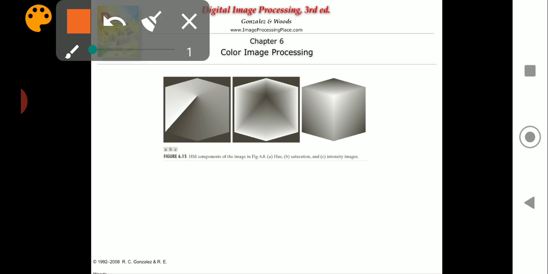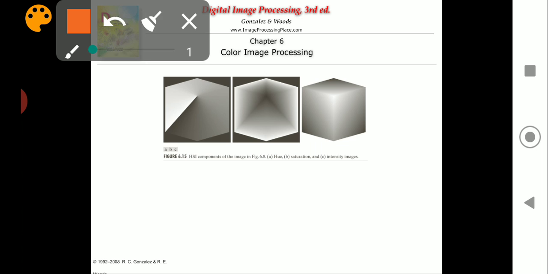Now the next very important thing, if we move to the next diagram, is the saturation plane. In the saturation plane, we need to move from 0 to 36 degrees, and we already saw in 6.15a that the lowest value is represented by black and the highest value is represented by white in a grayscale image. I am speaking of a grayscale image. The lowest value is your black and the highest value is your white.